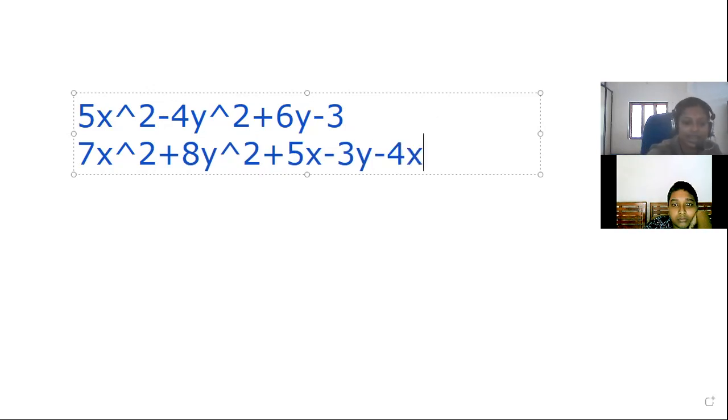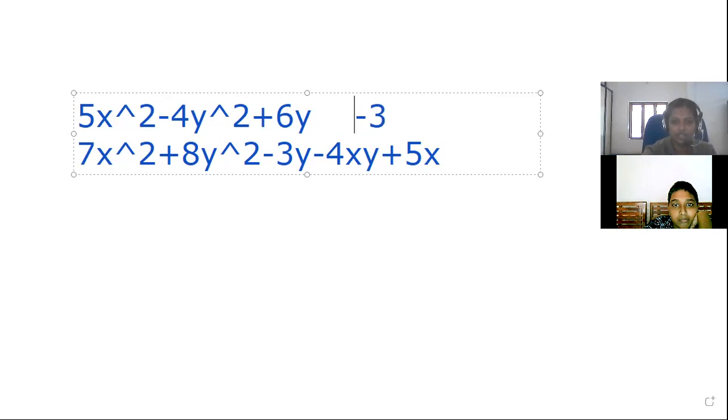Minus 4xy. And what about 6y? It is minus 3y. Sorry, plus 5x can be written here. And again, here there is no term corresponding to minus 3. So these are the corresponding terms. While subtracting, what happened?